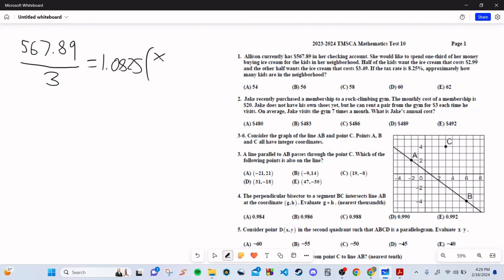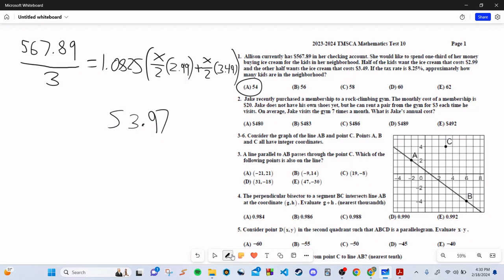Okay, so let's call x the amount of kids in the neighborhood. So half want it at, well, they want the $2.99 ice cream. The other half want the $3.49 ice cream. Okay, so if we type that into our solver, then we get an answer of about 53.97. So that comes out to about 54. So that's our answer.